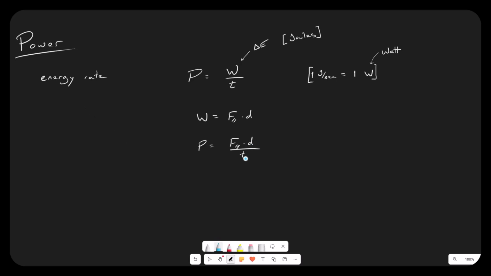Sometimes we have to be a little bit clever about this. A distance over a time, well, that sounds a whole lot like a speed. So a different way of expressing power is to say that it is a parallel force times the speed.